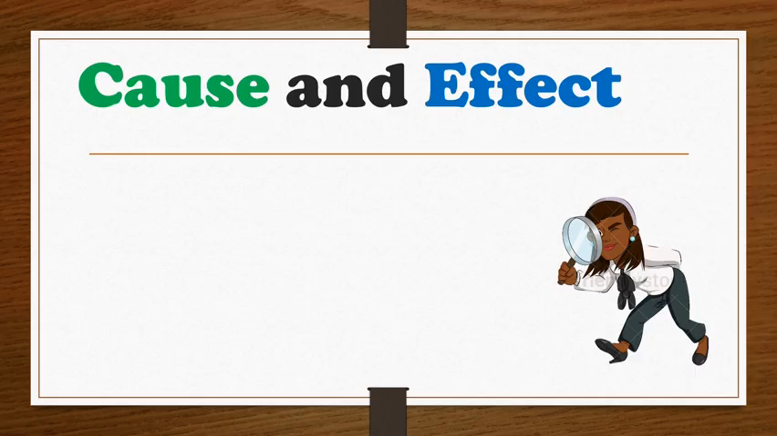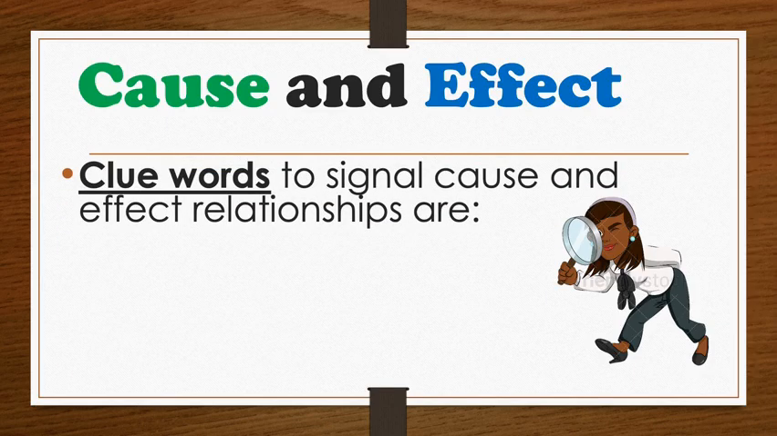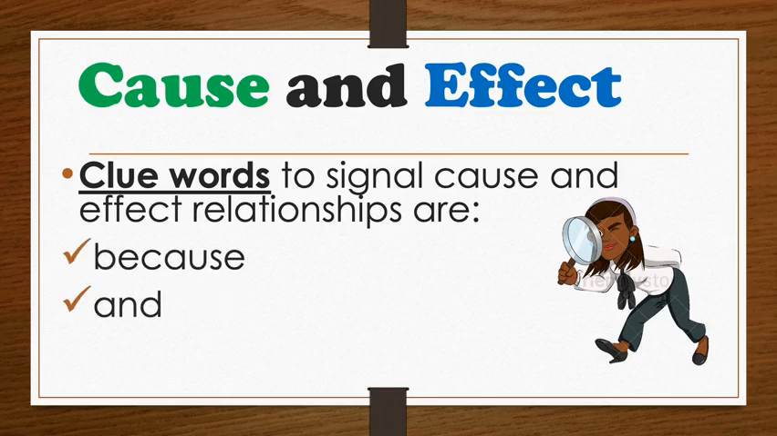For this lesson, students, we are going to become cause and effect detectives. Sometimes there are clue words to signal cause and effect relationships. They separate the cause and effect, and they help us figure out what happened first and what happened second. Words like because, and so. These are just a few clue words. We will explore more in our next cause and effect lesson.